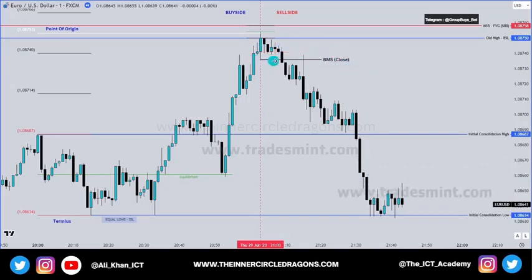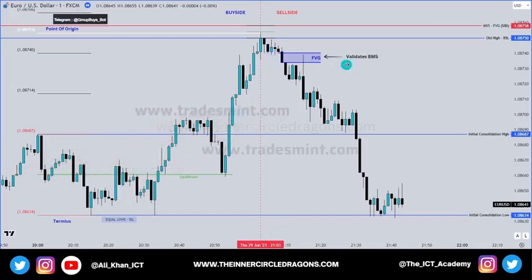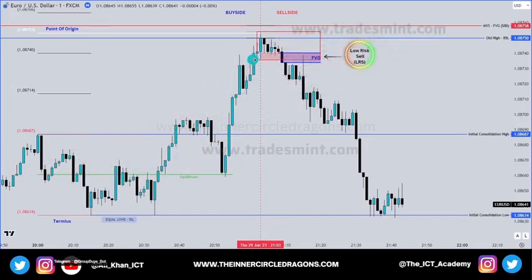We broke below this low with a down close, leaving the fair value gap in the form of this sell side imbalance, buy side inefficiency. Since we broke market structure with a down close and we had displacement in the form of this sell side imbalance, this validates the break in market structure. Price has traveled back up into that fair value gap, which overlapped with the tail end of this bearish order block. This would be our low risk sell entry.